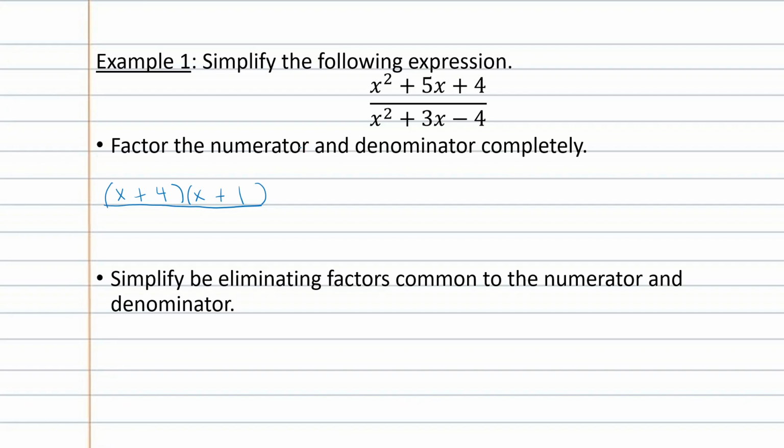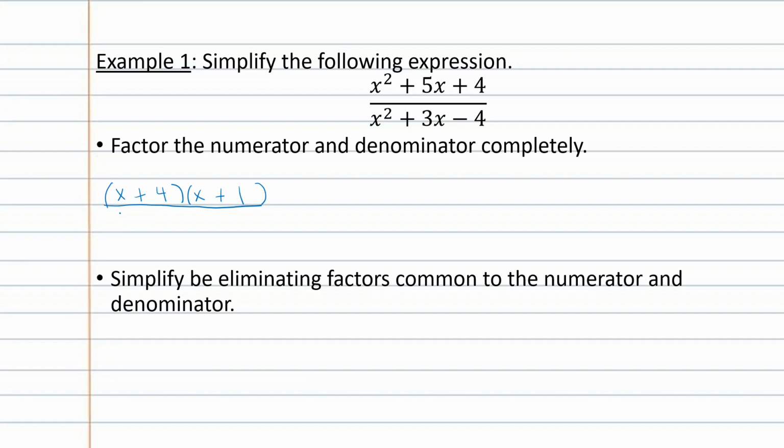If you have a different method of factoring, use whatever method you would like. I just did a little guess and check method there. You can also work backwards to make sure it works. x times x is x squared. x times 1 is 1x. 4 times x is 4x. 1x plus 4x is 5x. And then 4 times 1 is 4. So you can check yourself to make sure you factored correctly.